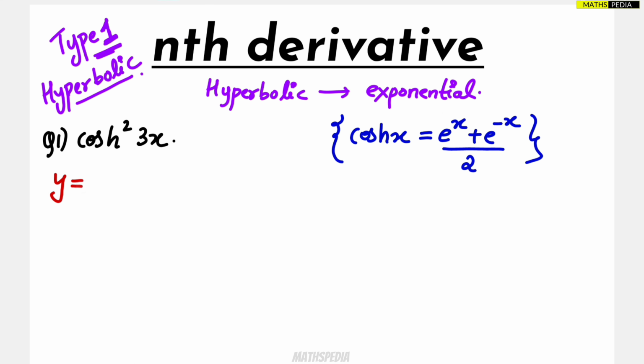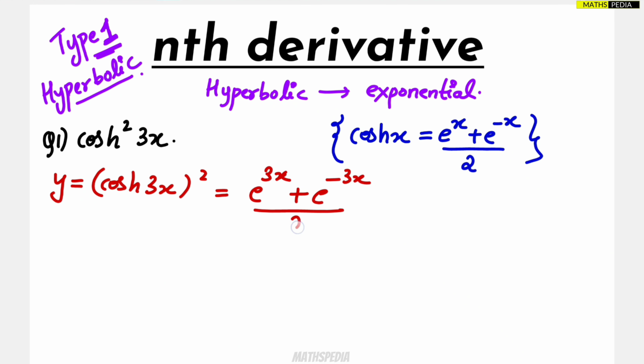So y is equal to cos h 3x the whole square, which is equal to e power 3x plus e power minus 3x divided by 2. Now from where did we get 3x? Here we can observe after h what is the part? See, after h x is there, here 3x is there. So according to that we have to take e power 3x plus e power minus 3x divided by 2. Now where is the whole square? We have to write the square also.